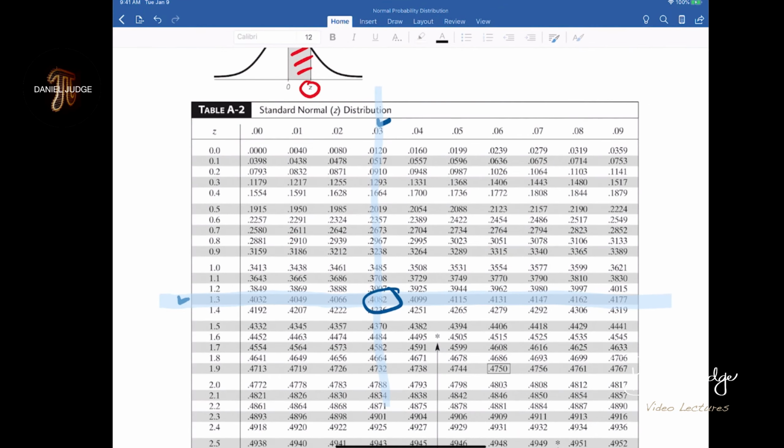All right, let's go. The Z value 2.33, so we know.